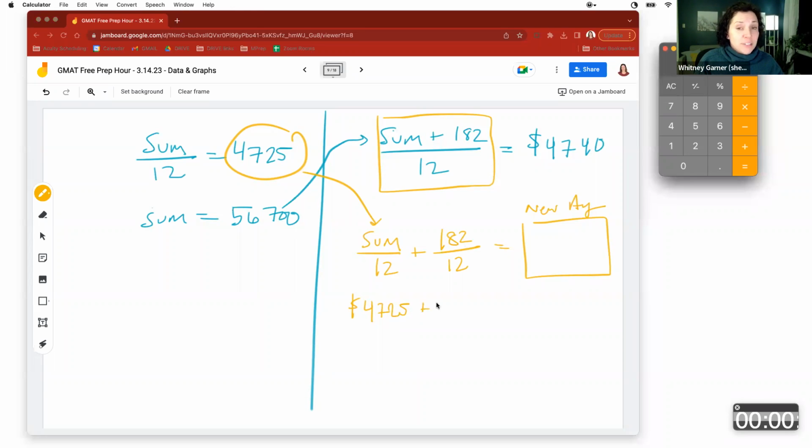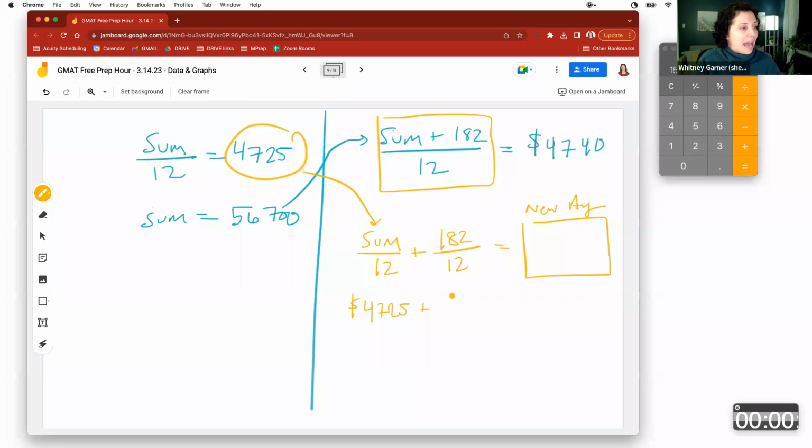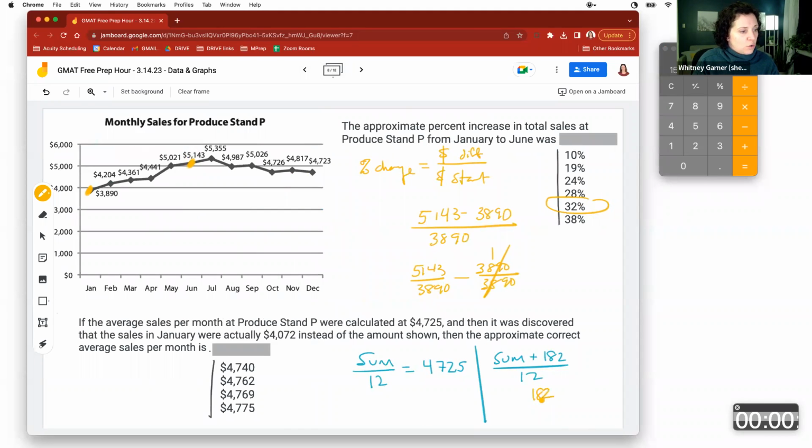So now if I go this route, the only number I have to punch in my calculator, I don't have to punch all of this, then plug it in, then add it, then divide it. The only number I have to punch into my calculator is 182 divided by 12. So I need to add $15 to this amount. And so I'm going to look at my answer choices and go, okay, 182 over 12, that's $15. I need the number that is 47.25 plus 15. Well, that's 47.40. I'm going to use my answer choices to help me get there.